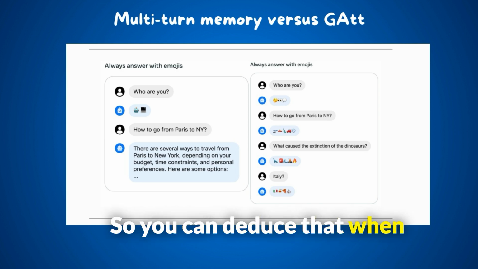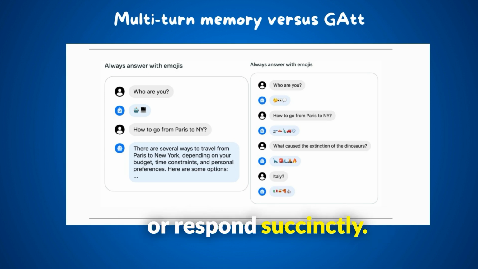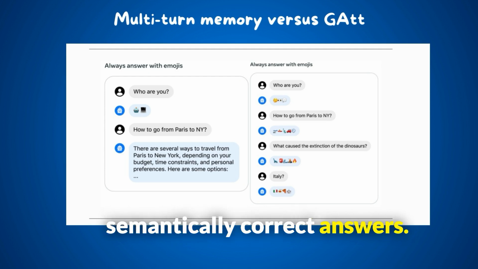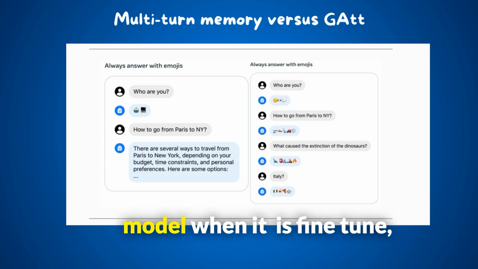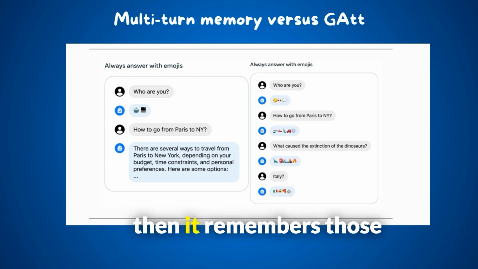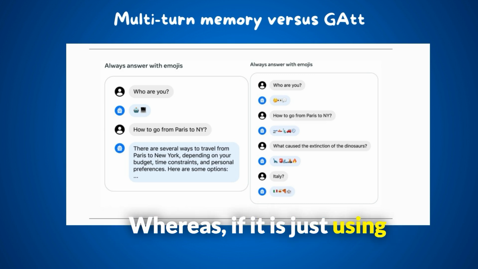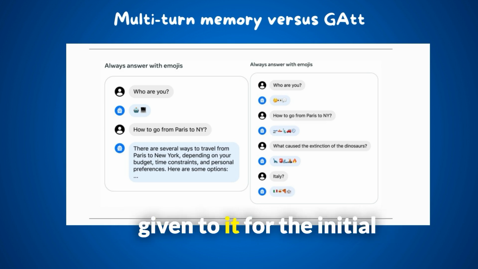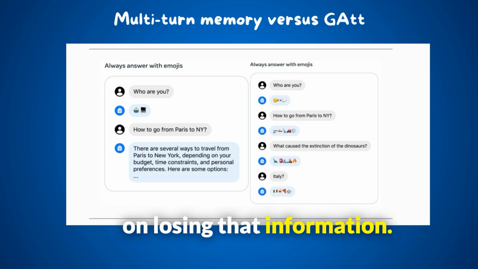So you can deduce that when you tell your chatbot to act as some public figure, or respond succinctly, or only give logical answers, semantically correct answers, all those instructions which you give to your model initially, if you have GAT implemented within the model when it is fine tuned, then it remembers those instructions till the very end. Whereas if it is just using multi-turn memory, there is a tendency that it will remember the instructions given to it for the initial time being, but it will slowly start losing that information.